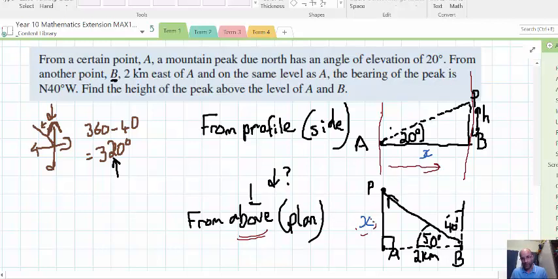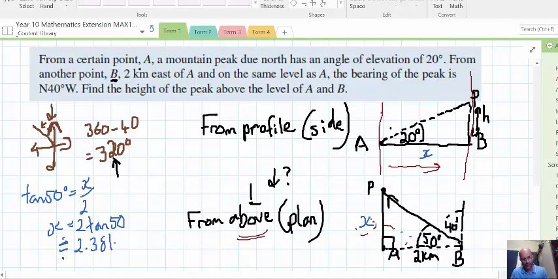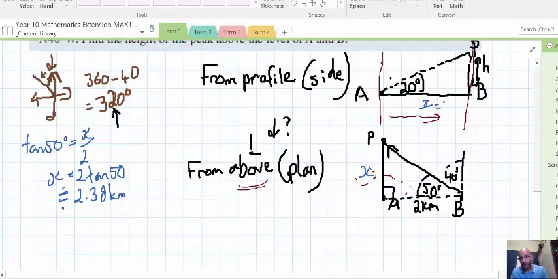That's very important. To get this X here, we need to look at the right angle triangle. We've got opposite over adjacent, which is tan, so we've got tan 50 equals X over 2, so X is 2 times tan 50, and that's approximately equal to 2.38. Rounding to 2 decimal places, and that's kilometers. 2.38 kilometers. So we can now put that in here, 2.38 kilometers there, and we've got an opposite and a hypotenuse here.